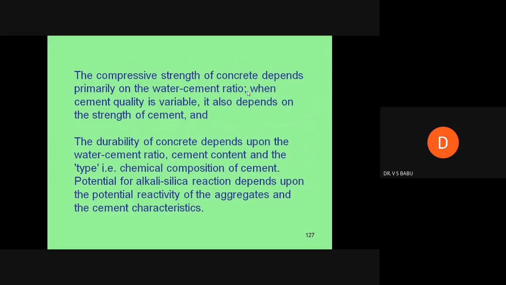If you are using PSC cement, OPC cement, and PPC cement, generally PPC cement will give you less strength when compared with Pozzolana slag cement. Slag will be better than PPC cement. Next, OPC cement is always better than these two. But the thing is, OPC cement is a little bit costlier. Nowadays, they are going for fly ash. And potential alkali-silica reaction depends upon the potential reactivity of the aggregates. That means if the coarse aggregate contains reactive type silica, then only these alkalis will react and the ASR problem will occur.